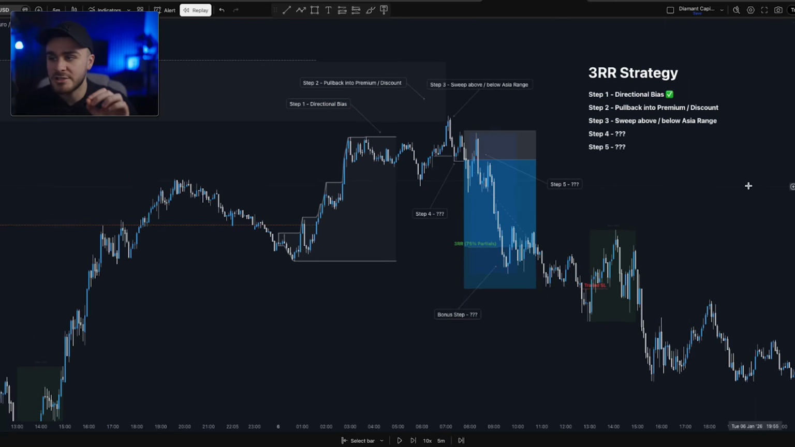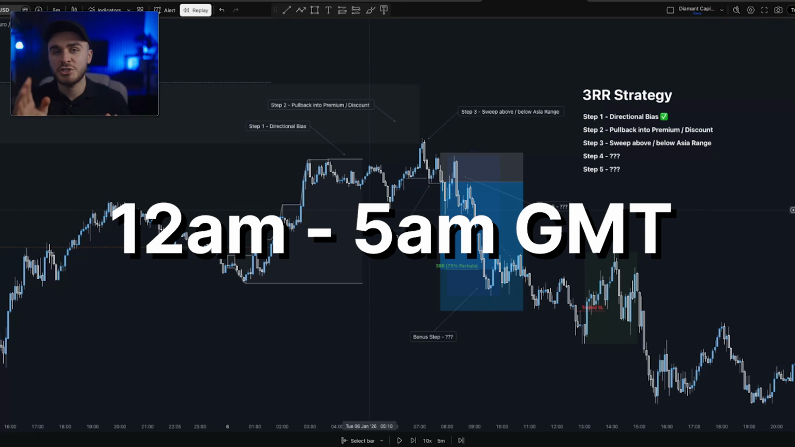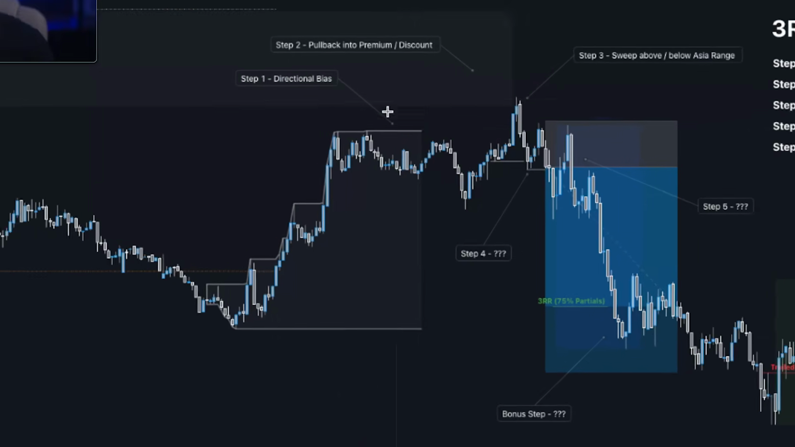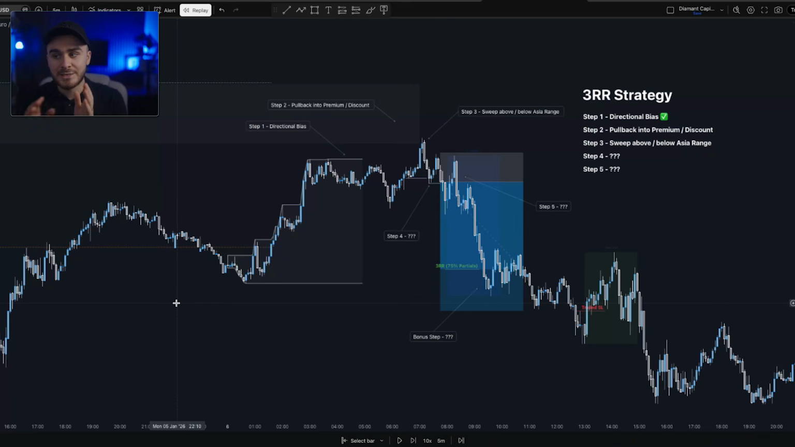Now, what can we actually see over here? In this particular point, we've got our build up of Asia range. Now, your Asia range is going to be between 12 a.m. to 5 a.m. GMT in the morning. This is the particular zone that we look for a consolidation period. From that point onwards, still within our London session, we are going to look for a sweep above or below this piece of liquidity.